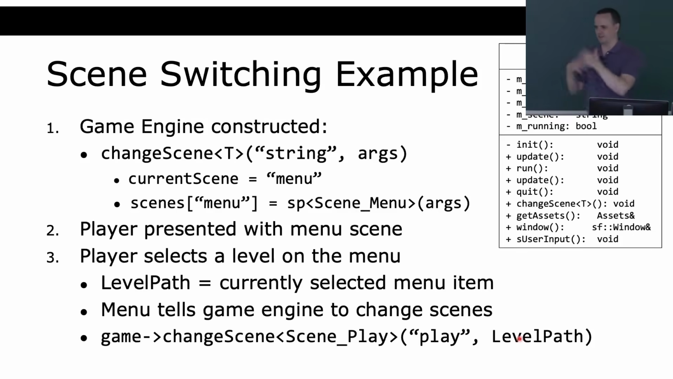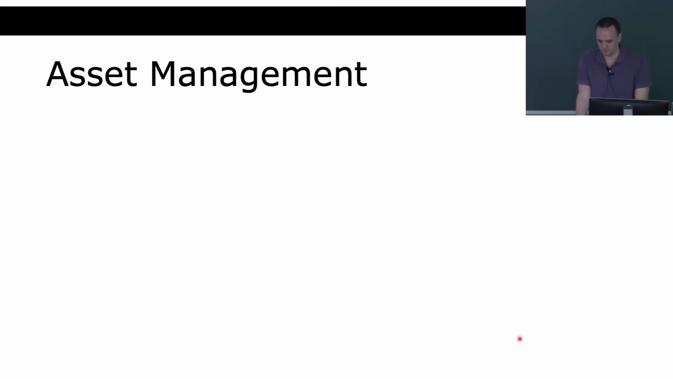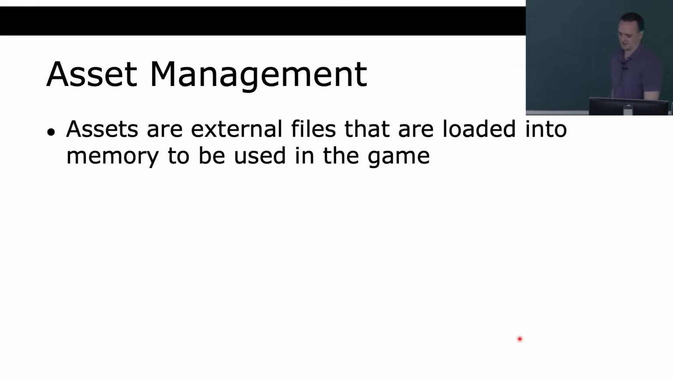I know it's a lot to take in, but we'll get more used to that when assignment 3 rolls around. Let's talk a little bit about asset management now. The word asset can mean different things in different contexts. It could mean money to an economist or whatever. But assets in the context of this course are going to be external files that are loaded into memory to be used in the game. So the only file that wouldn't be an asset would be something like a config file, something that we've written ourselves.